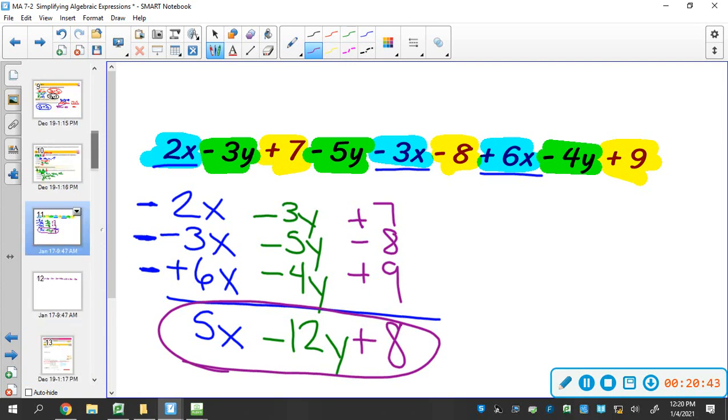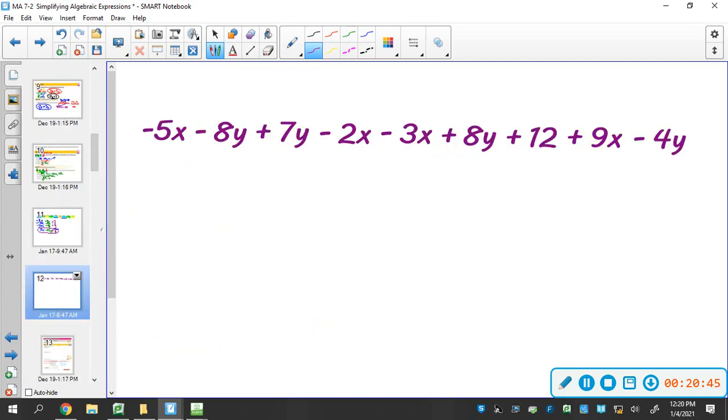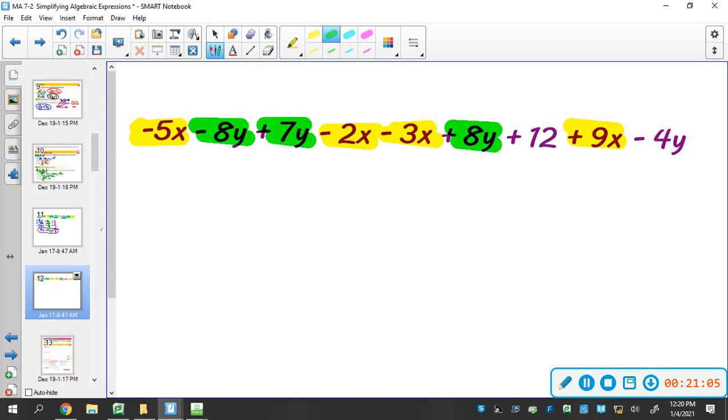We have another one like that. So again, we're going to find our like terms. Negative 5x, negative 2x, negative 3x, and positive 9x. I have a negative 8y, positive 7y, positive 8y, negative 4y, and the last one is just my 12. Just one constant there. Okay?